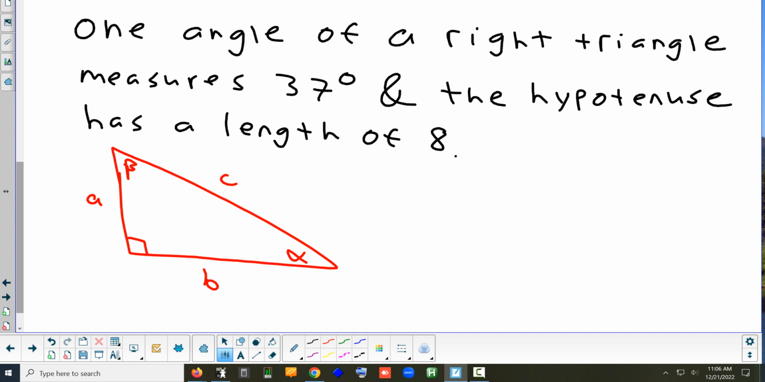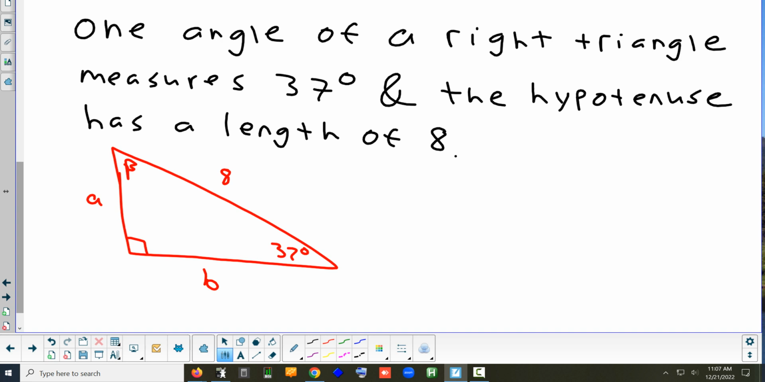All right, let's fill in what we know. One angle of a right triangle measures 37. It doesn't really matter which one you call the 37. You're going to get the same 2 answers, whether you put the 37 here or here when you find the other sides. So in our problem, let's call alpha the 37. And the hypotenuse, well, you don't have any choice for that. That's got to be which letter? C.